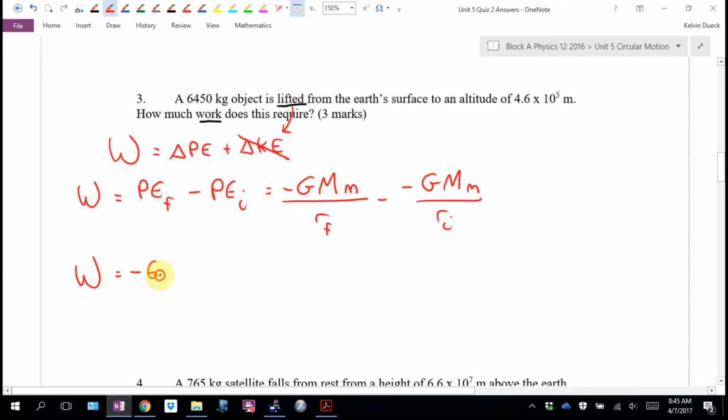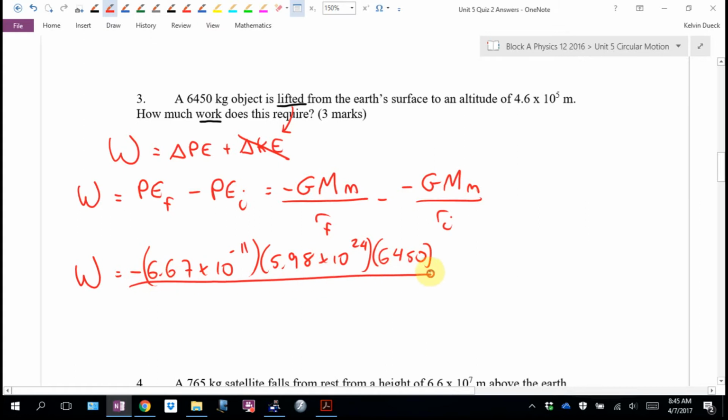Work is going to be negative 6.67 times 10 to the negative 11, 5.98 times 10 to the 24th, 6,450, all over something, plus the same again, divided by the radius of the Earth, 6.38 times 10 to the 6th. They're giving me an altitude. I hate it when people give me altitude, which is both sarcastic but also true. It means I have to do a bit more effort to find the radius. The radius final is going to be this number plus the radius of the Earth, because they told me how high above the Earth we are.